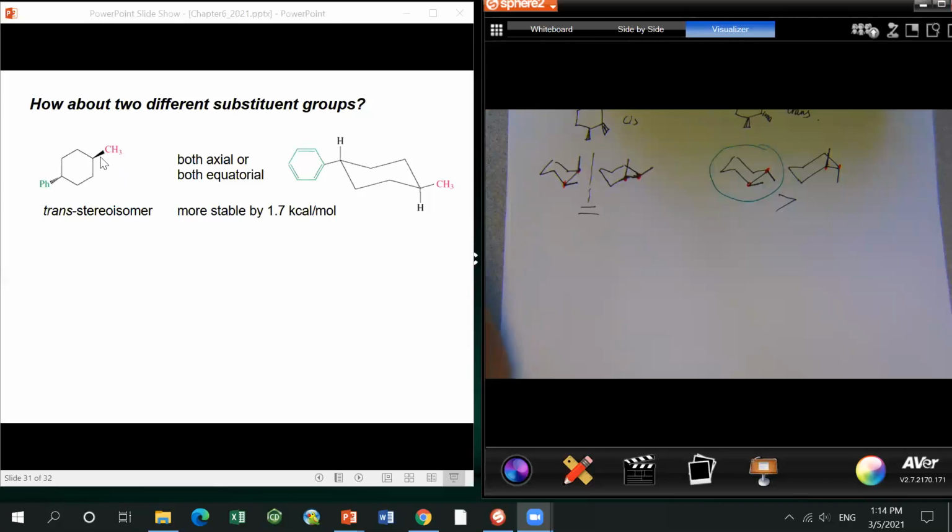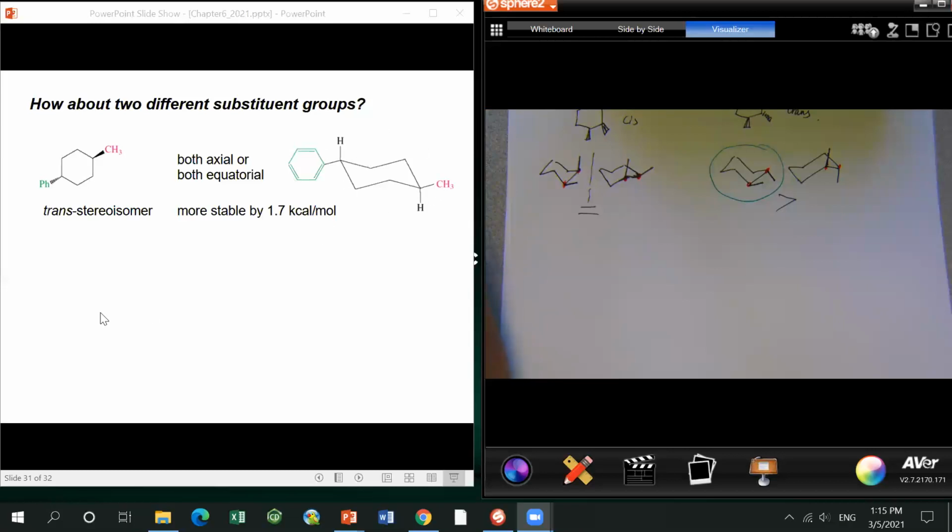For this one, we have one phenyl and one methyl group, at the one-four position in the trans. The phenyl is a much larger size because that's another six-membered ring. If it's in the trans, again you can do the ring flip. One conformation you can put both substituent groups at equatorial positions, so that is the more stable one.